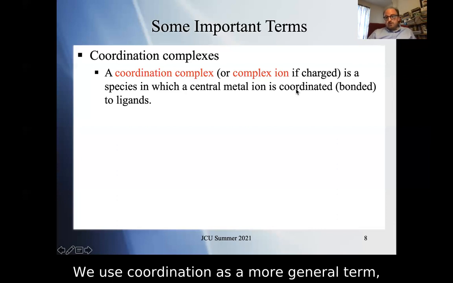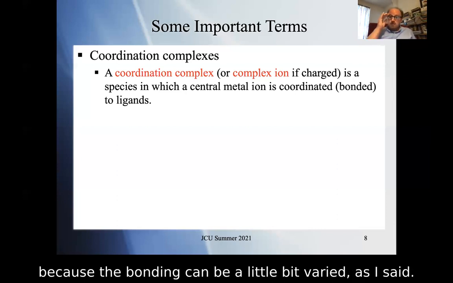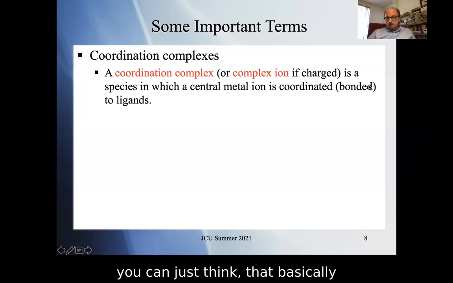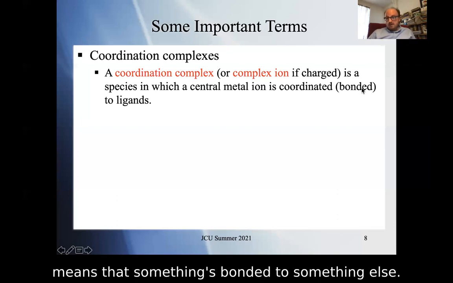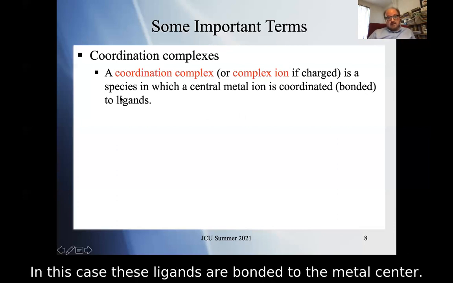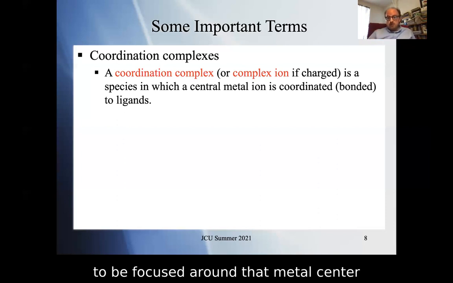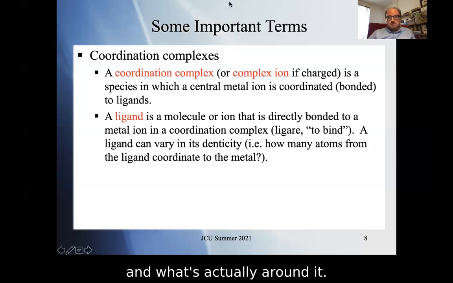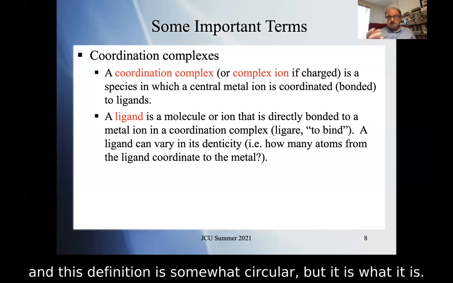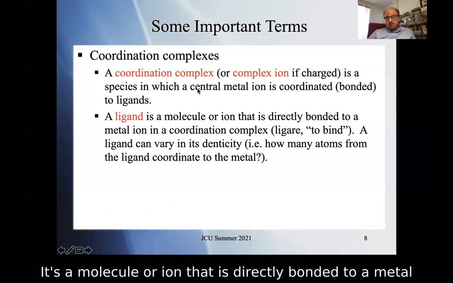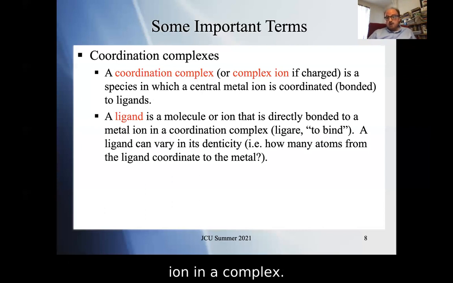right? We use coordination as a more general term because the bonding can be a little bit varied, as I said. So if you see the term coordinated, you can just think that basically means that something's bonded to something else. In this case, these ligands are bonded to the metal center, right? And basically, everything's going to be focused around that metal center and what's actually around it. So a ligand is any molecule or ion, and this definition is somewhat circular, but it is what it is. It's a molecule or ion that is directly bonded to a metal ion in a complex.